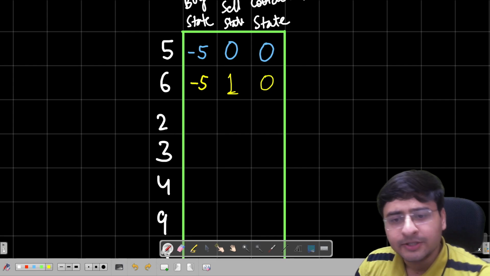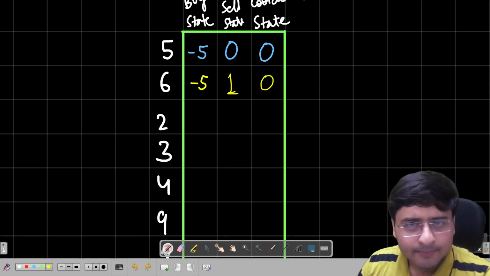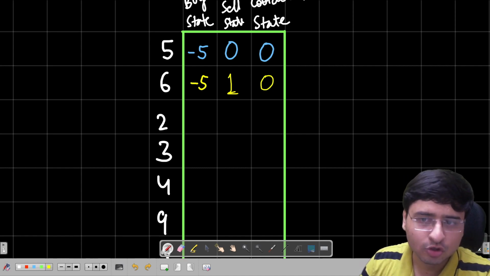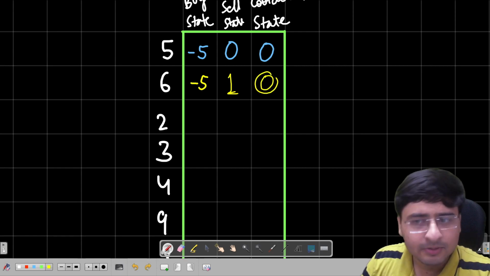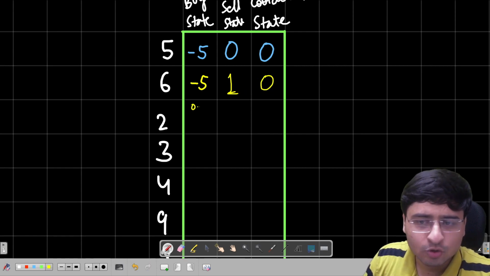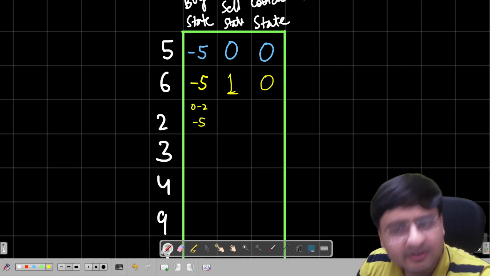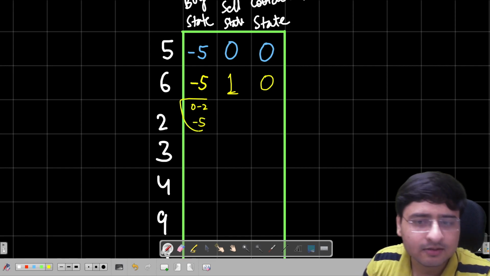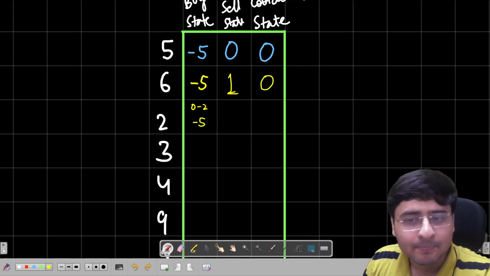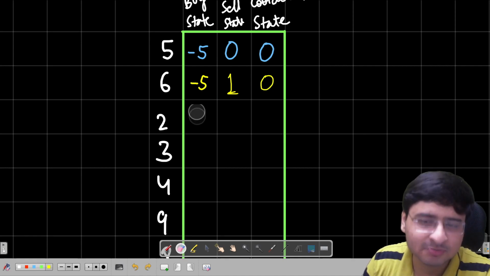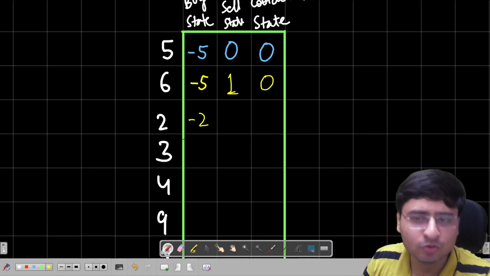Now consider this particular day. On this day, either I can buy a new stock or I can continue my previous buying state. If I buy a new stock, then the previous day has to be a cooldown. If the previous day is cooldown, then 0 minus 2. This is the value if I buy today. But if I'm continuing the previous buy state, this is minus 5. Whatever is the case, I'm having an extra stock. So what is better? Having an extra stock with a loss of 2 or having an extra stock with a loss of 5? Having an extra stock with a loss of 2 is much better. So I'm going to consider minus 2 as the profit which I want to keep. Basically the maximum of these two.